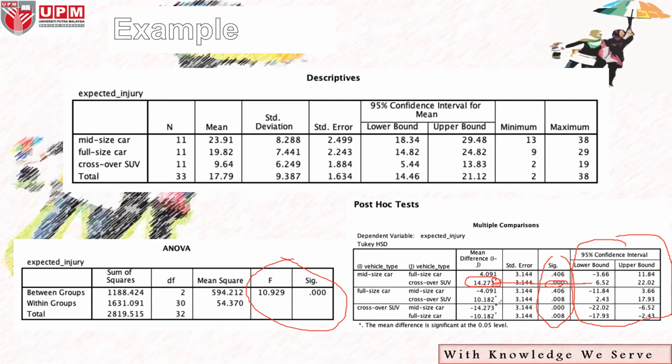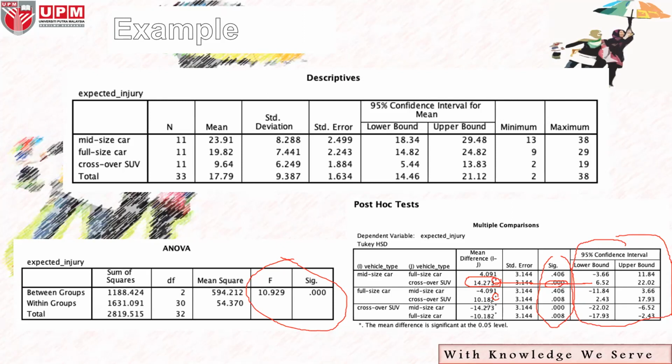Okay, next one, full size car and crossover SUV. The mean difference is 10.182, in which we have a flower here on top. The significant value is 0.008, which is lesser than alpha 0.05, indicating that there is a significant mean difference between full size car and crossover SUV. Then when we refer to the 95% confidence interval, between lower bound and upper bound, we can see 0 is located outside the range of 2.43 to 17.93.